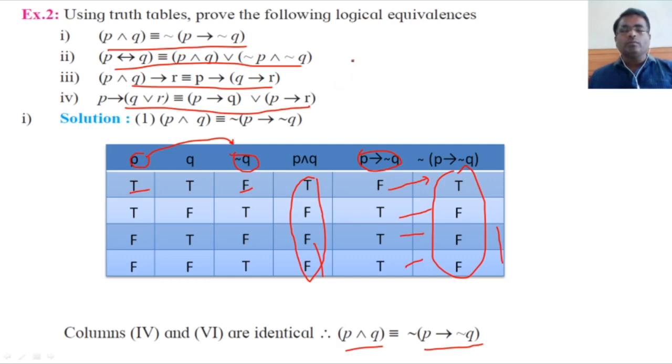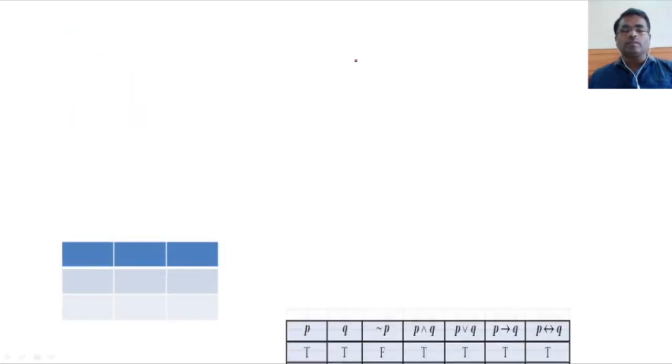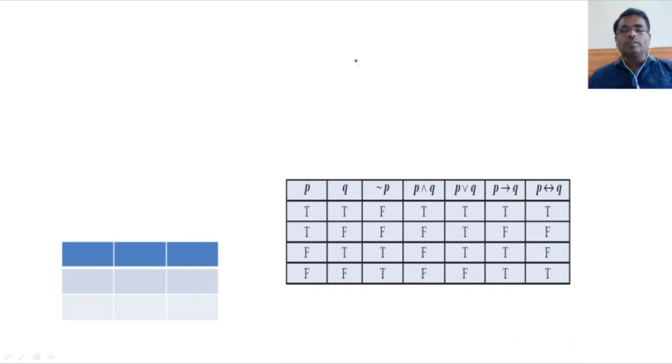Okay, now we're moving towards the next, and that is the concept of tautology. To understand that concept, we again have our reference table of 5 operations. So the first concept is tautology. Consider a simple statement pattern P or negation P.